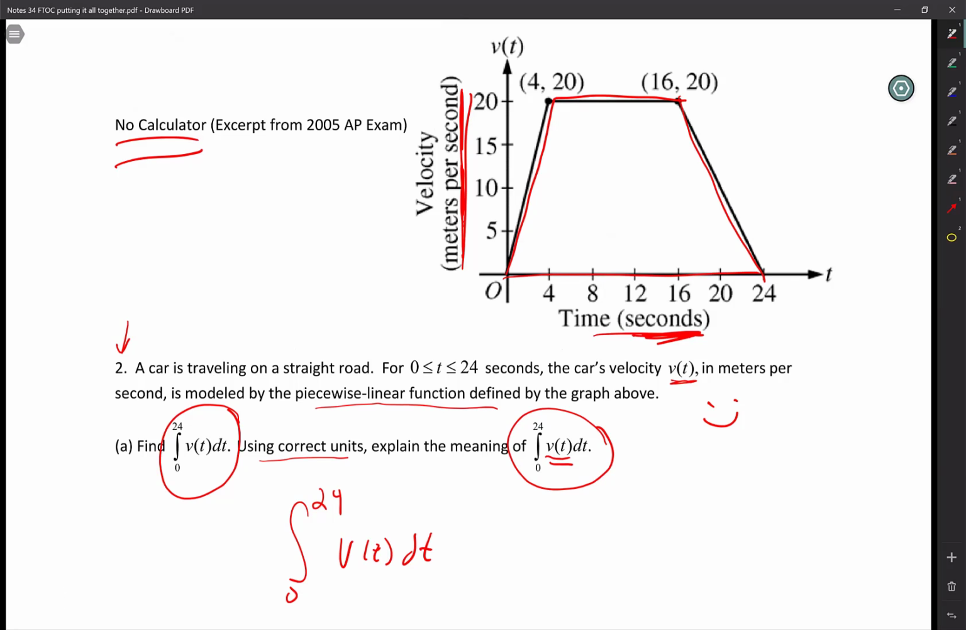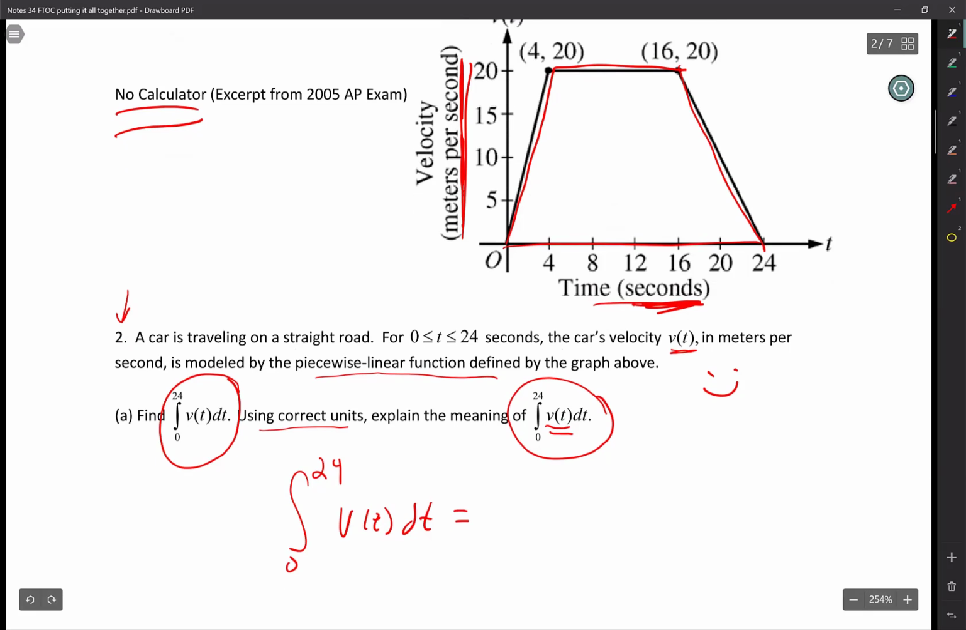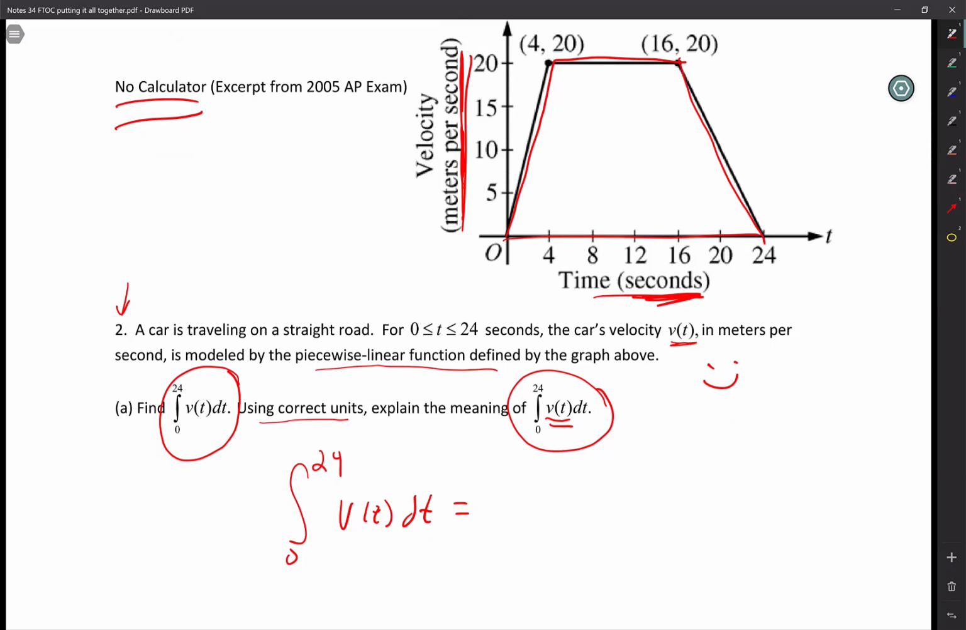I took geometry. Did you guys take geometry? Oh, you guys didn't take geometry? How do I calculate the area of a trapezoid, guys? I don't know, Travis. Is it base 1 plus base 2 times height divided by 2? Yes.